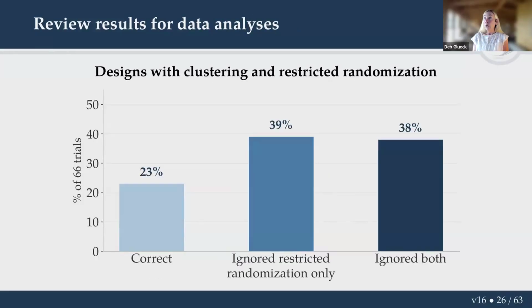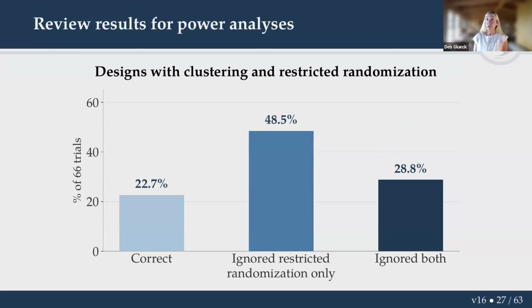Now let's think about the other major kind of designs we saw. These are designs with both clustering and restricted randomization. 23% of such designs correctly accounted for both clustering and restricted randomization in the data analysis. 39% ignored restricted randomization but accounted for clustering correctly, and 38% ignored both clustering and restricted randomization in data analysis.